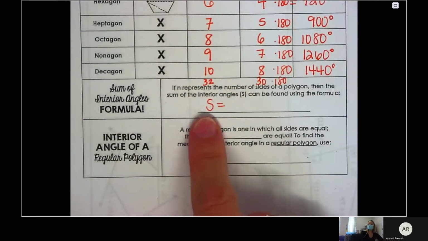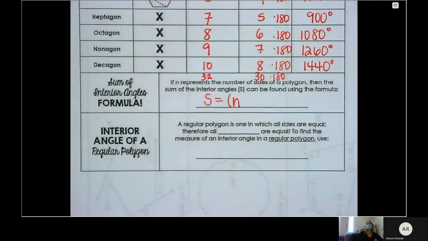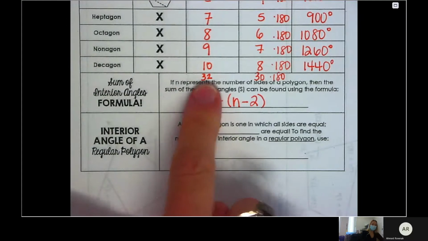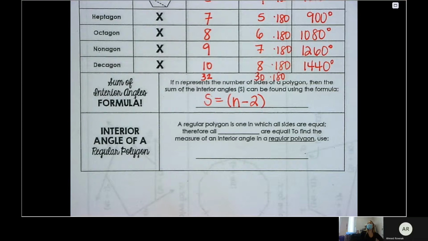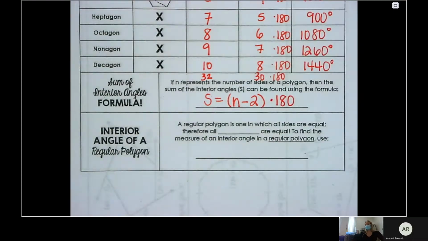S equals, so the sum equals, you take the number of sides, subtract 2, right? That's what we did. We took the number of sides, we subtracted 2, and then we did what with it? Multiply it times 180. Very good. So no matter what I give you, no matter how many sides, you always take the number of sides, you subtract 2, and then you multiply times 180. And that will give you the total sum of the interior angles.